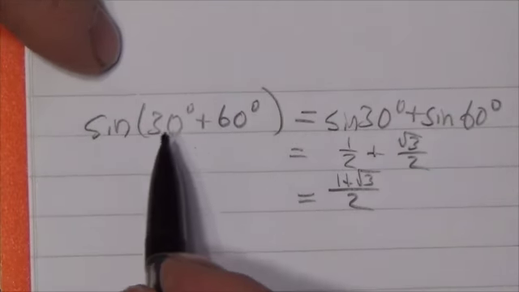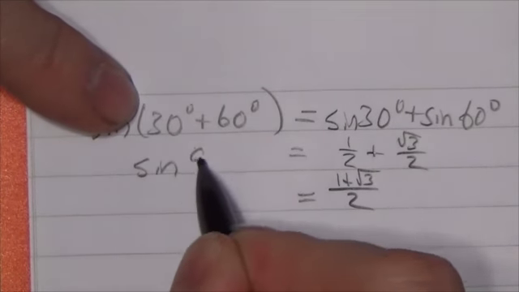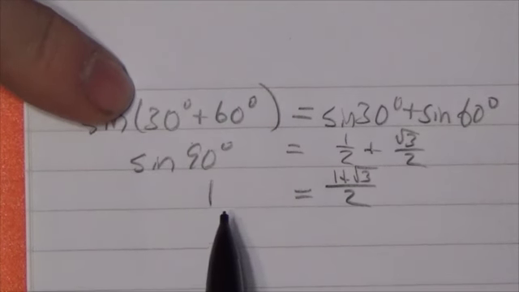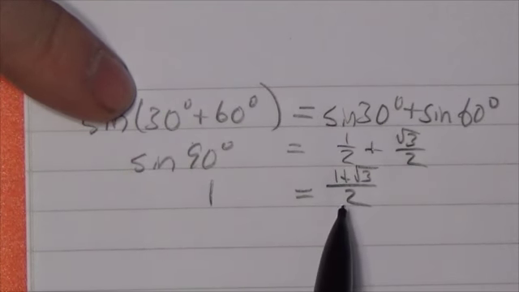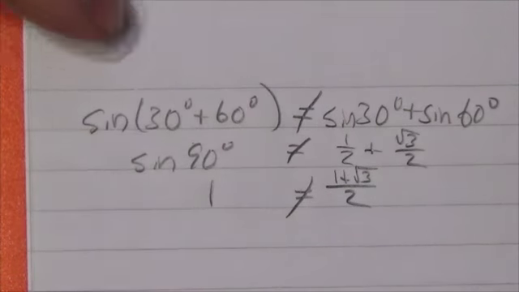And yet over here someone might say, hey, wait a second, sine of 30 plus 60, that's 90. So this is just the sine of 90 and we know that that's equal to 1. Because it's so obvious that 1 is equal to 1 plus root 3 over 2, right? Wrong. No, that doesn't work at all. That's not at all the way that works.